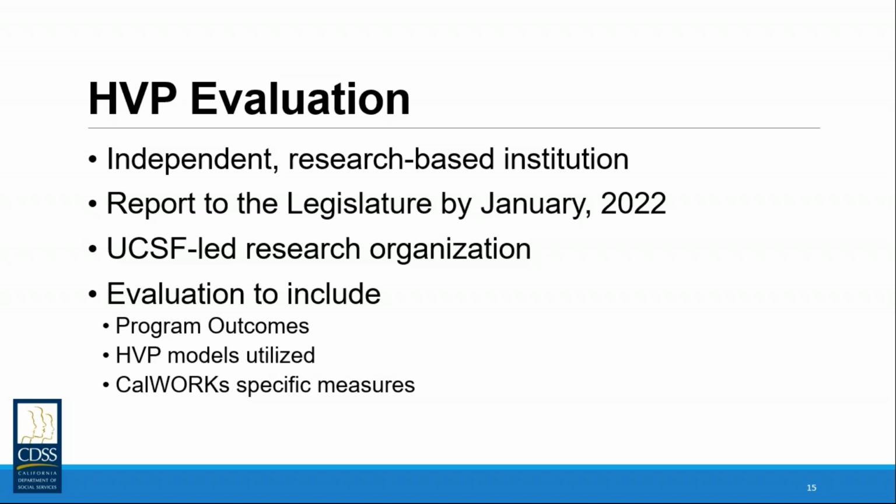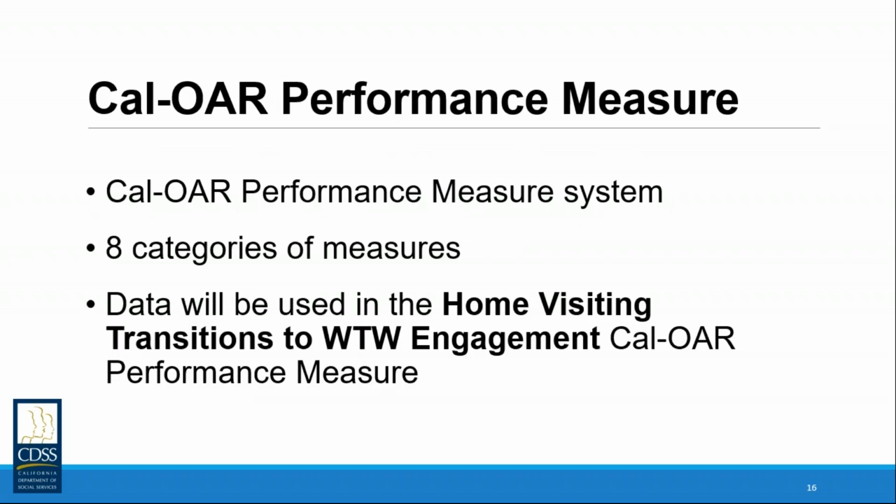Now let me throw it back to Juliana, and she'll talk a little bit about the specific Cal-OAR measures that will be informed using this HVP data. Great, thank you, Michael. So as Michael just said, this data will also be utilized in the Cal-OAR performance measures. The Cal-OAR performance measurement system provides a holistic view of the county CalWORKS program. There are 8 categories of measures included in Cal-OAR, which were specified in statute. The categories are participant engagement, participation, service delivery, educational attainment, employment, program exits, program reentries, and family and child well-being.